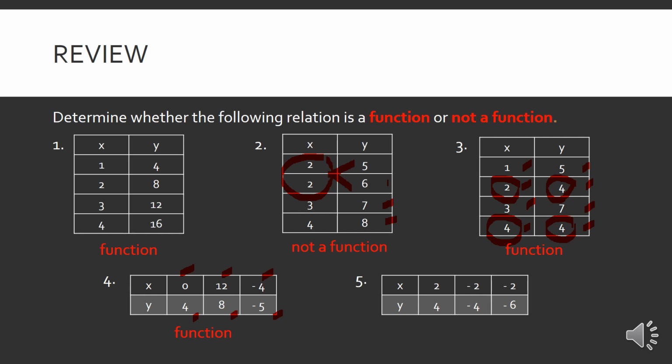5. X is equal to 2, negative 2, negative 2. Y is equal to 4, negative 4, negative 6. As we can see again, we have a similar value for x that gives different values for y. Not a function.